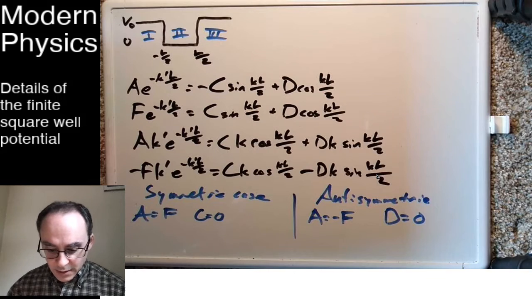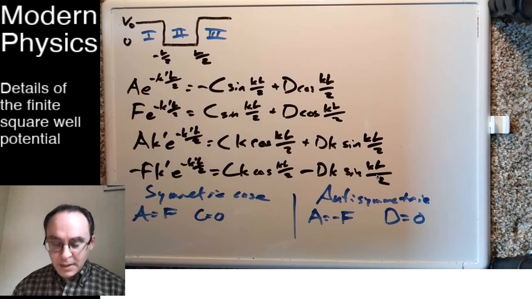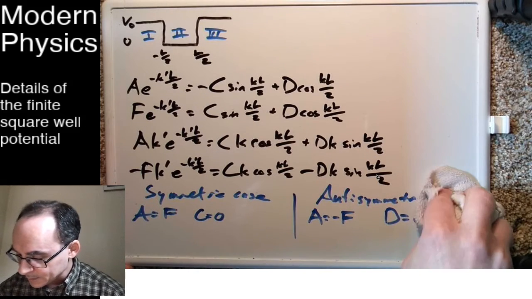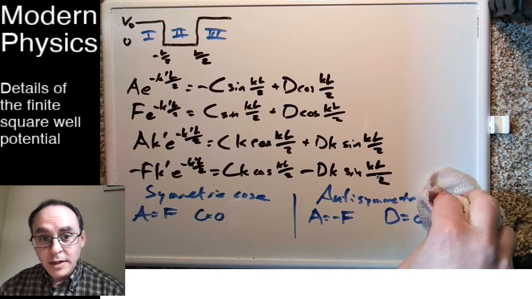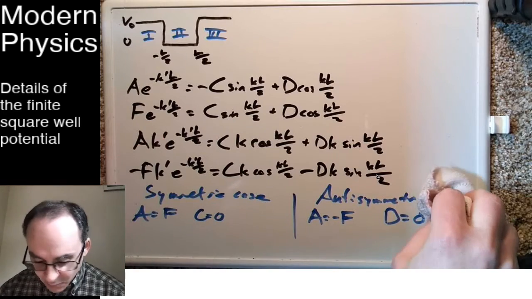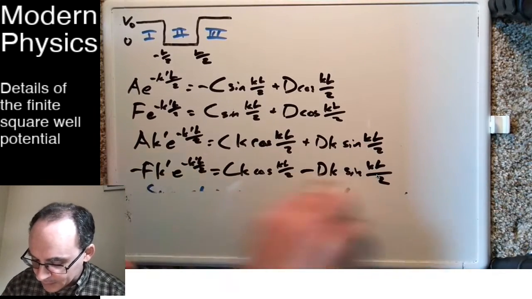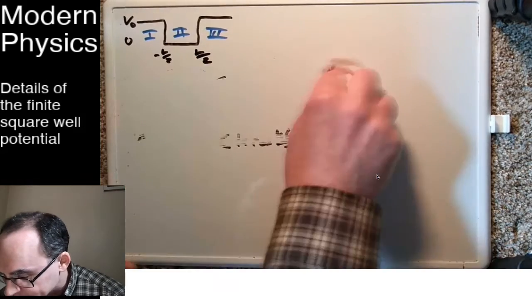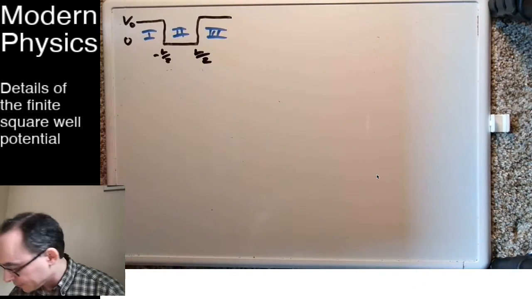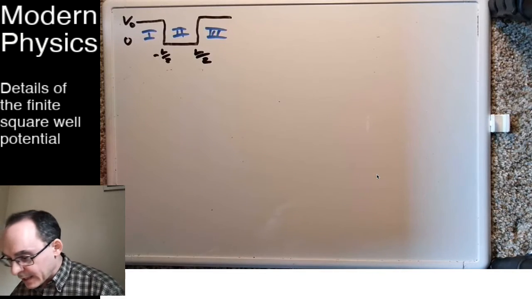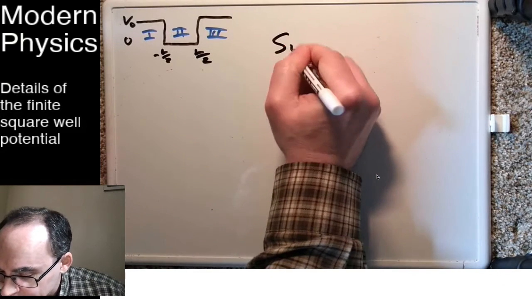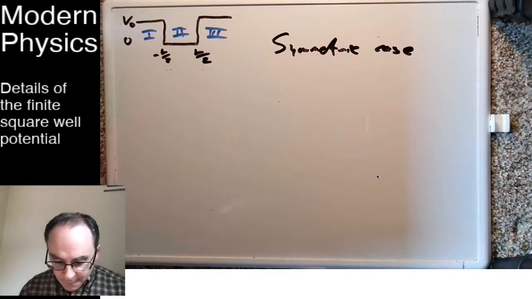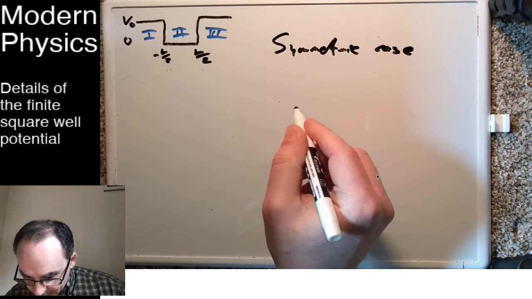So let me go through, I'll mainly just do the symmetric case because the antisymmetric case looks very similar. Let me remember these equations, or you can go rewind the video, but I'm just going to go through the symmetric case. I'm going to rewrite these for the symmetric case. So for the symmetric case, we have A equals F and C equals 0.